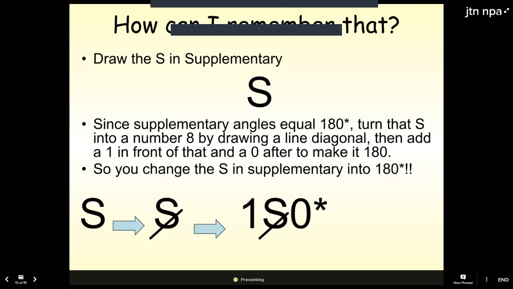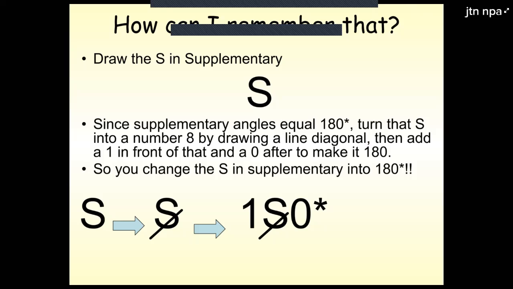So how can I remember that? Draw the S in supplementary. Since supplementary angles equal 180 degrees, turn that S into a number 8 by drawing the line diagonal, then add a 1 in front and a 0 after to make it 180. So you change the S in supplementary into 180.